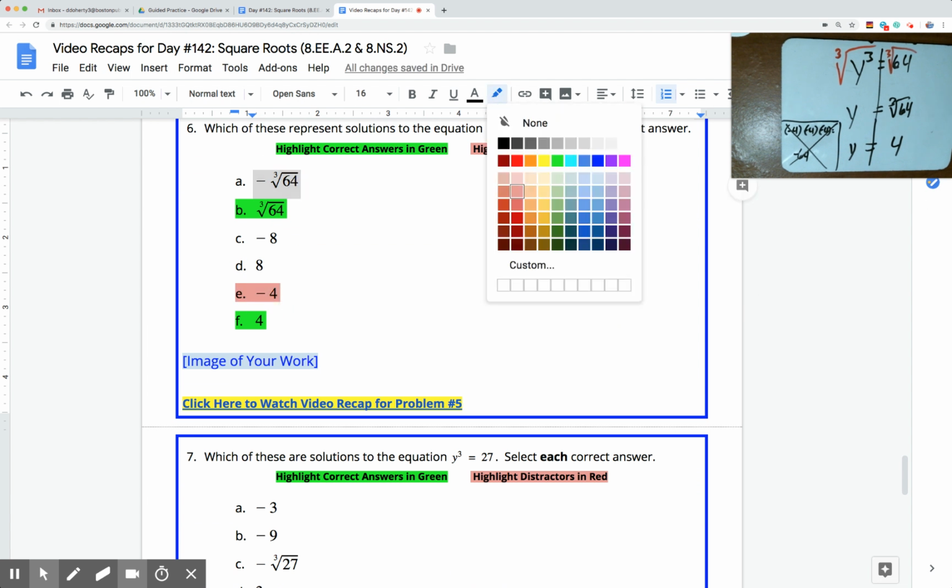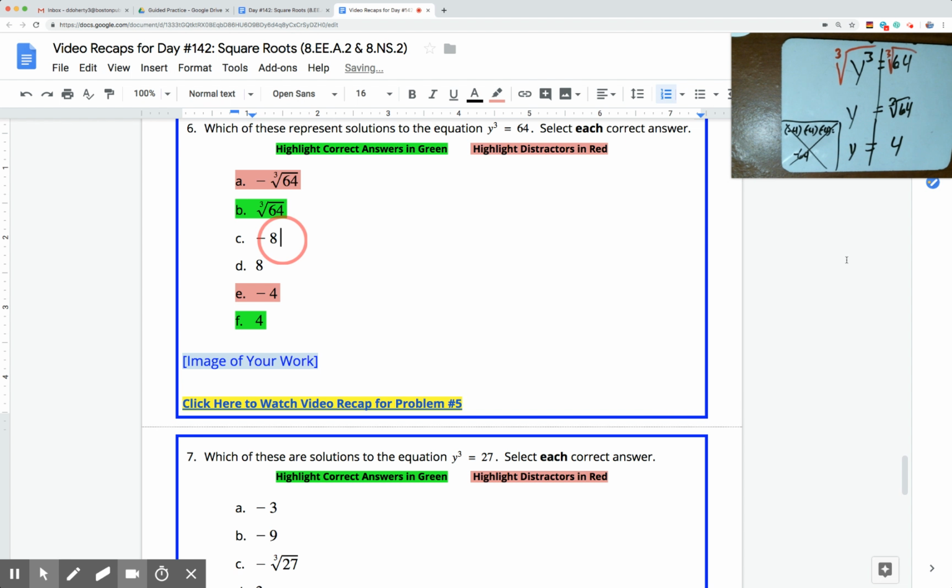Cube root of negative 64 is also a distractor. And this, they're hoping you accidentally did a square root because 8 times 8 would give you 64. But 8 to the third power, if you actually did 8 times 8 times 8, you'd get 512. That would be way too big if we plugged 8 in for y. So those are both distractors as well.